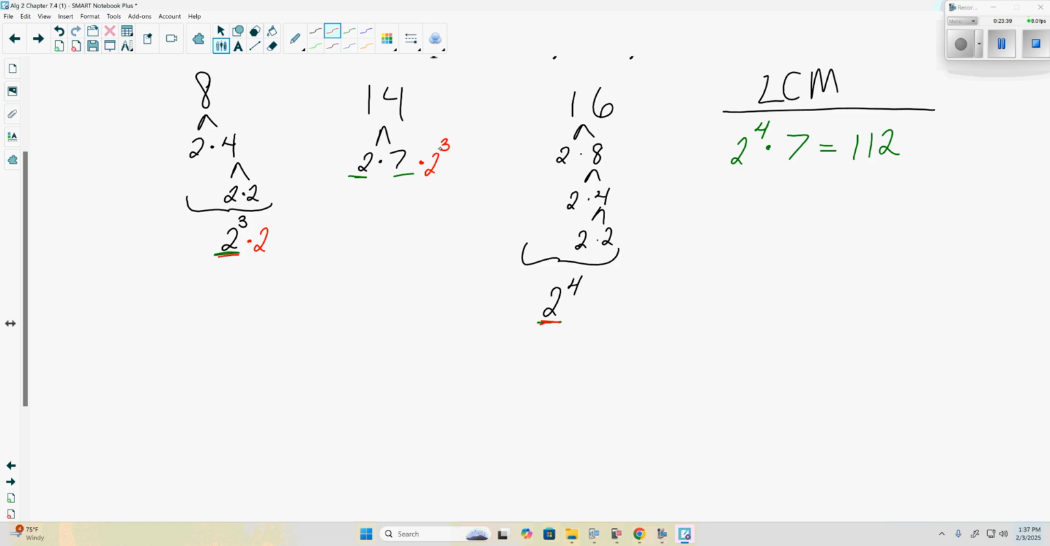The last 16 does have 2 to the 4th, but it's missing the 7. The middle one already has the 7, and 8 is missing the 7. So the least common multiple tells us what the first number or expression would be, and it also gives us an idea of what we need to do to the 3 terms to get them to be the same.